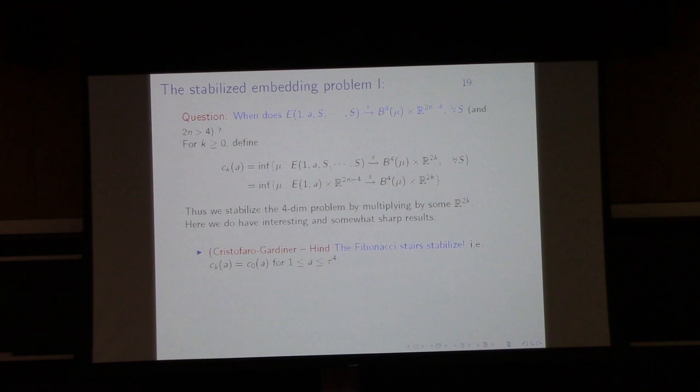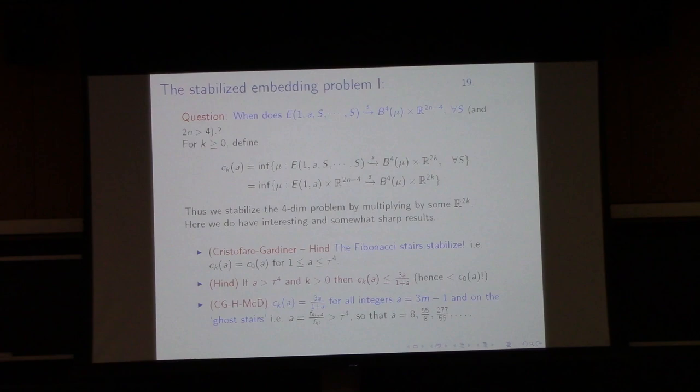In fact, we do know that for this stabilized problem, you take a four-dimensional problem and multiply by R2 or R4 or something, the Fibonacci staircase stabilizes, so that the obstructions are very rigid. We now have a nice method of doing embedding, so that we actually get some finite value. You get a sort of volume value. You've got another value, which in this case is 3a over 1 plus a. Then we have a conjecture which says that this 3a over 1 plus a should be the answer, and we've checked that for some numbers. But it's a very complicated geometric problem. You need to find obstructions, and that means constructing curves in four dimensions that will give you an obstruction.